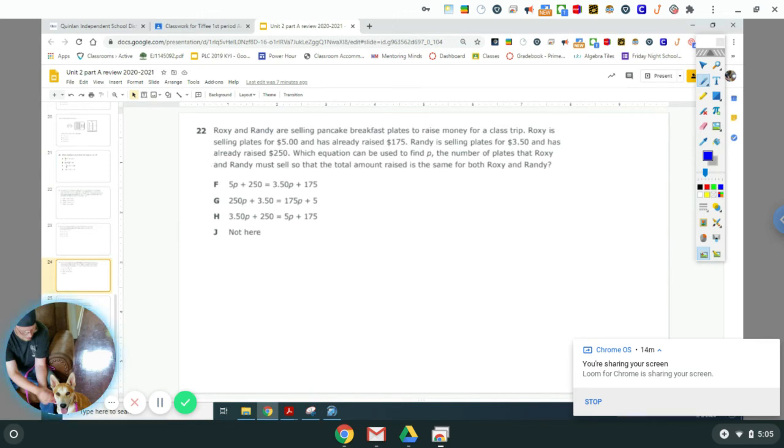All right, Roxy and Randy are selling pancake breakfast plates to raise money for a class trip. Roxy is selling plates for $5 and has already raised $175. Randy is selling plates for $3.50 and has already raised $250. Which equation can be used to find P, the number of plates that Roxy and Randy must sell so the total amount raised is the same? So 22 is H, because it takes the $3.50 per plate plus the additional $250, and they want them the same. So you take the $5 per plate for Roxy plus $175. So the 22 is H.